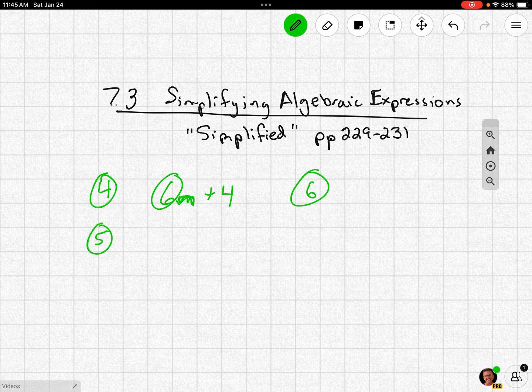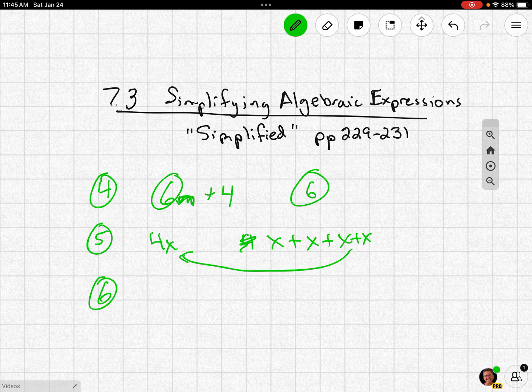Okay, number 5 says a square has sides of length x centimeters. Find the perimeter of the square in terms of x. So the perimeter of the square is 4x. You're just adding x 4 times. x plus x plus x plus x. Simplified is 4x.